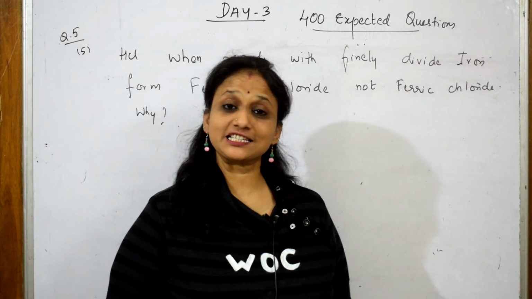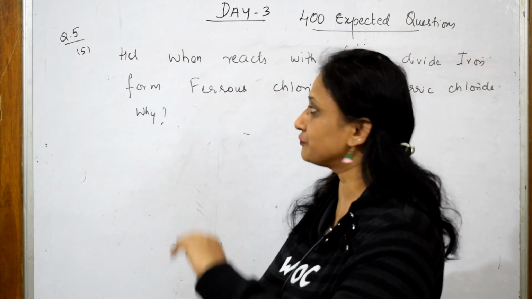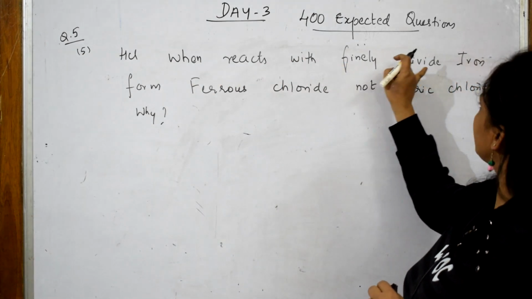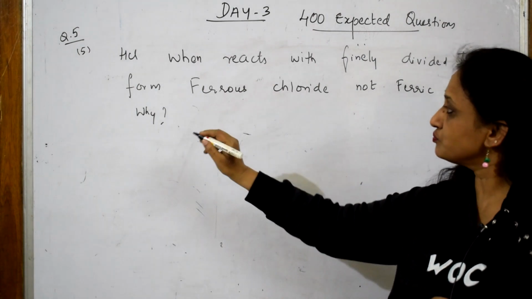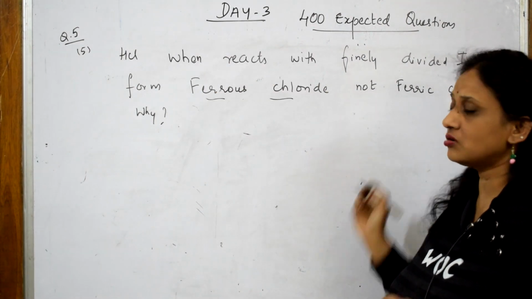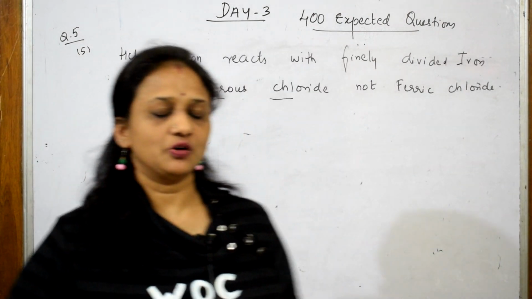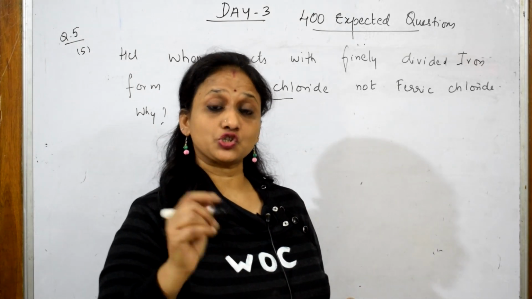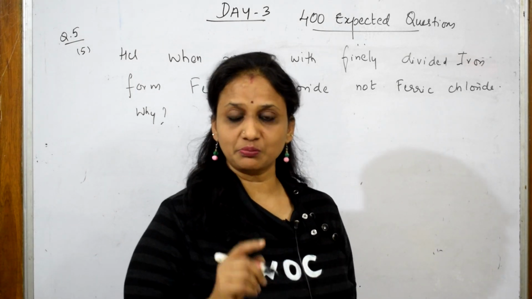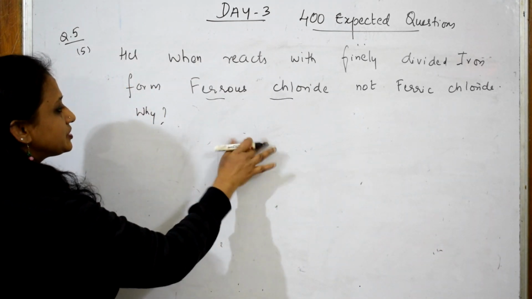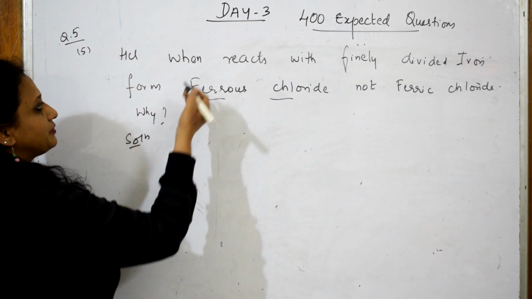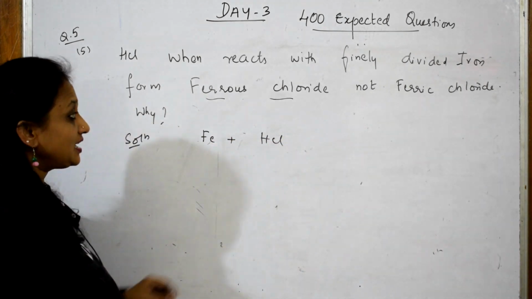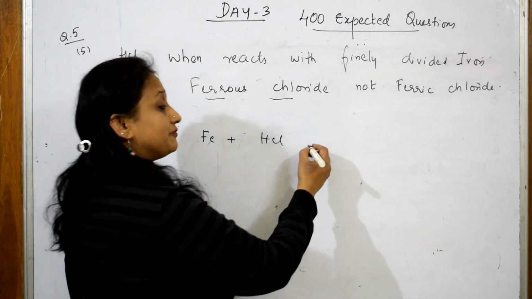Right, students. So now let us come and see the last question of your fifth part. So what did they give me? HCl when reacts with finely divided iron forms ferrous chloride, not ferric chloride. Why? Now we've already studied metal plus acid gives me salt plus hydrogen gas. Remember? But here what are we going to take? We are going to take iron. We are combining with HCl. What did we say? It's giving ferrous chloride.